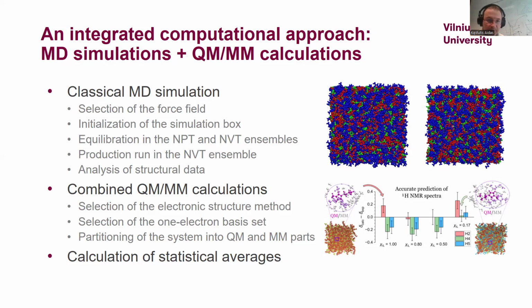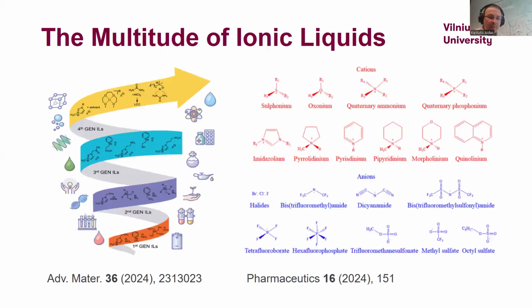So let me now move to some recent examples of applying this computational scheme. Over the last few years, we have been very much interested in the properties of this material called ionic liquids. These are really fascinating materials because they are composed solely out of ions. There is a cationic part and there is an anionic part. But unlike conventional salts, ionic liquids, just as the name tells, they are liquid.